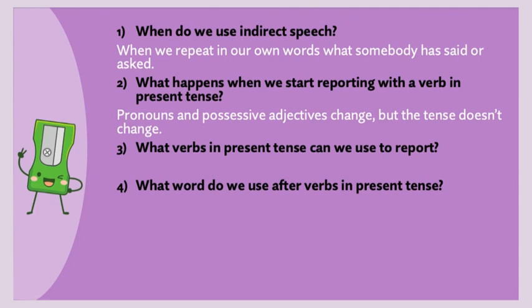What verbs in present tense can we use to report? We use say, admit, explain, complain. Koje glagole u sadašnjem vremenu koristimo u indirektnom govoru? Koristimo say, admit, explain, complain. What word do we use after verbs in present tense? We use that. Now look at the example that describes previous four rules. Pogledajte sada primjer koji opisuje prethodna 4 pravila.